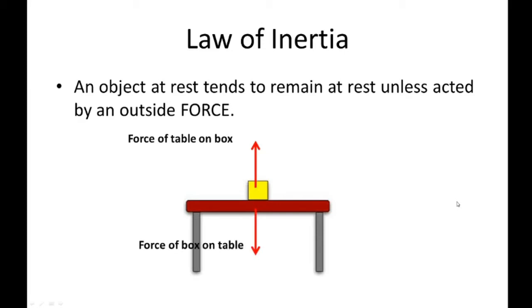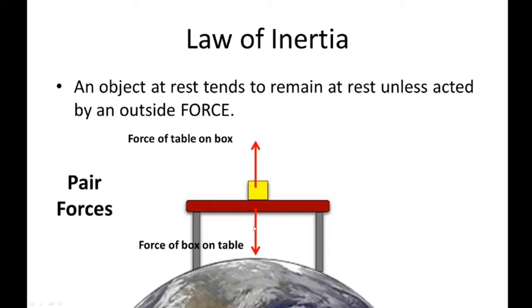These are the pair forces: the force of gravity, the force of the table on the box, and the force of the box on the table going downwards. These are again pair forces. So if we include Earth, the Earth is also pulling the box downward, and at the same time, as the reaction force, the box is pulling the Earth towards itself.